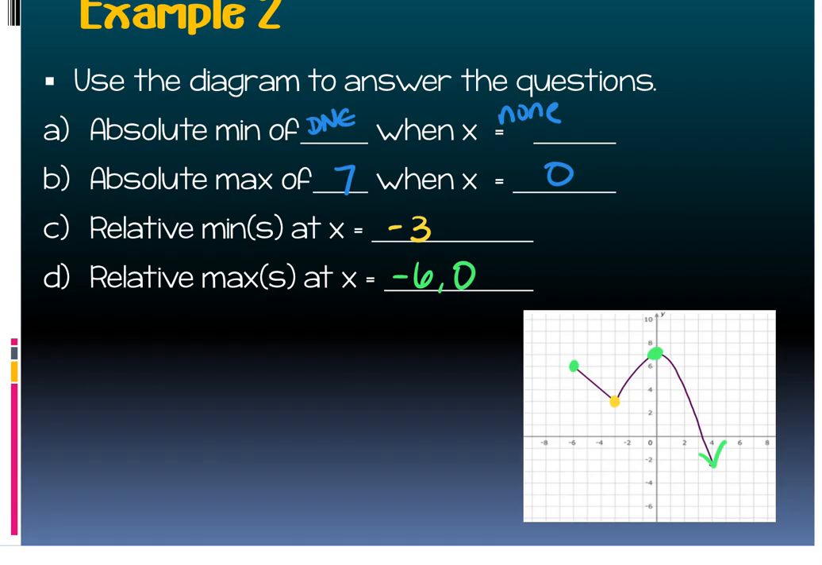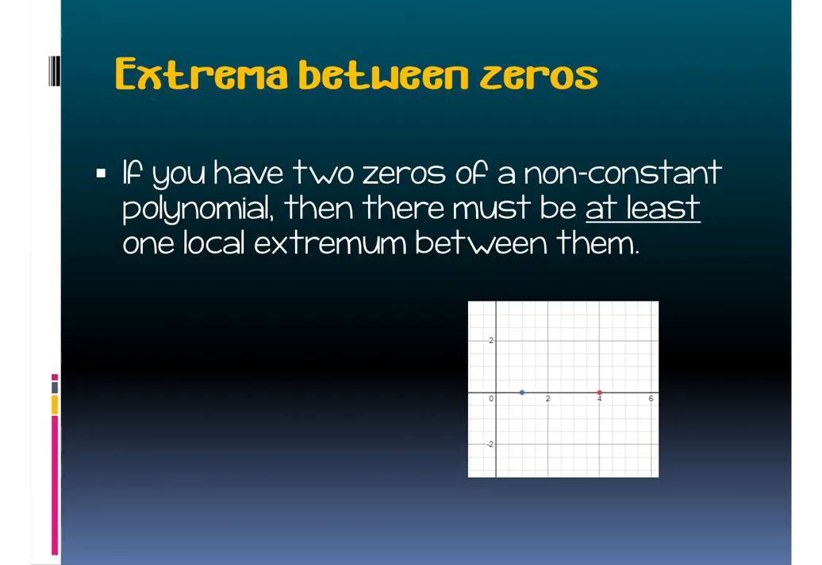Good? Okay. All right, so extrema between zeros. And like the AP style questions, the multiple choice questions, like what could the behavior be on this part of your graph? And it's going to be based on zeros and that kind of stuff. And part of it will ask, can there be a relative min extrema? Does there have to be one? That kind of a thing. And the rule is if you have 2 zeros of a non-constant polynomial, so we're not talking about a horizontal line, then there must be at least one extrema between them.